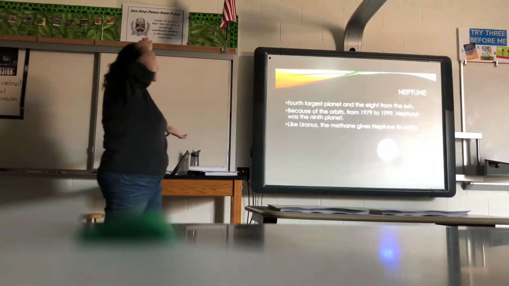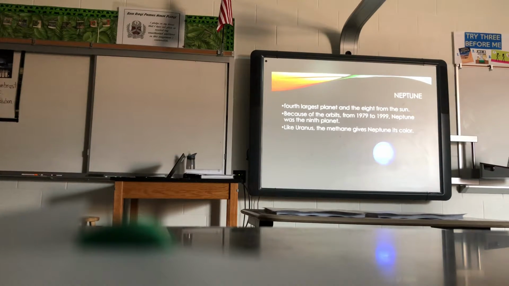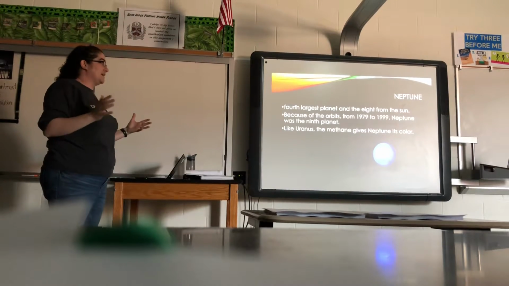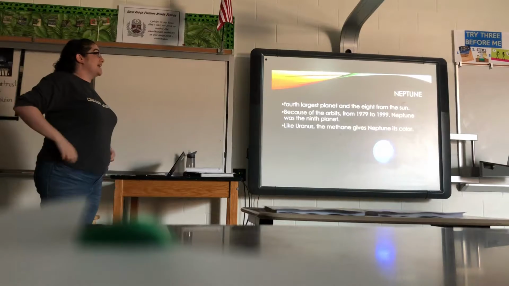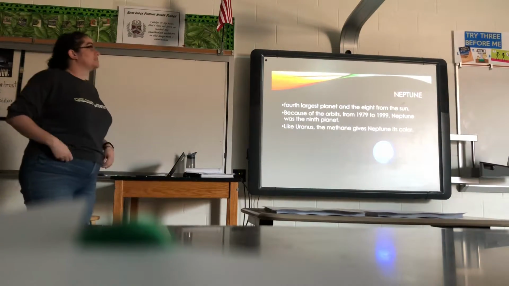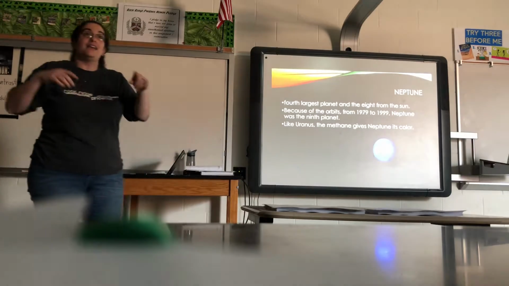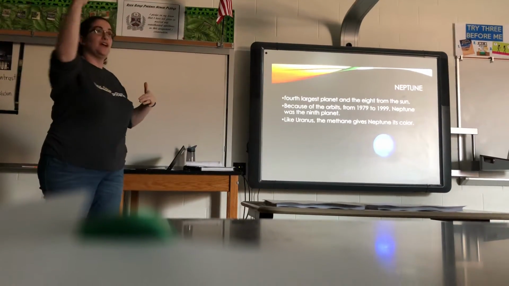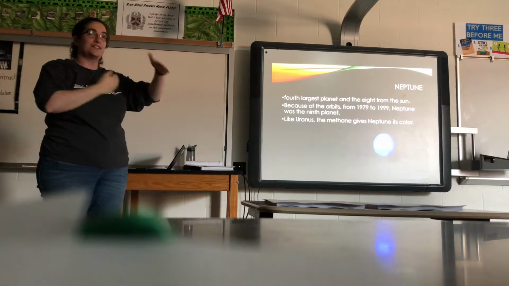All right, Neptune, which is the farthest out planet, is the 4th largest planet, and it's the 8th planet from the sun, so it's the last planet in our solar system that's considered a full-size planet. Because of the way it orbits, Neptune was the 9th planet for a while, because back from 1979 to 1999, Pluto was still considered a planet, and their orbits actually crossed each other, because remember, everything's in elliptical orbit, but that orbit was sort of tilted, and because it was tilted, it actually crossed and was inside.